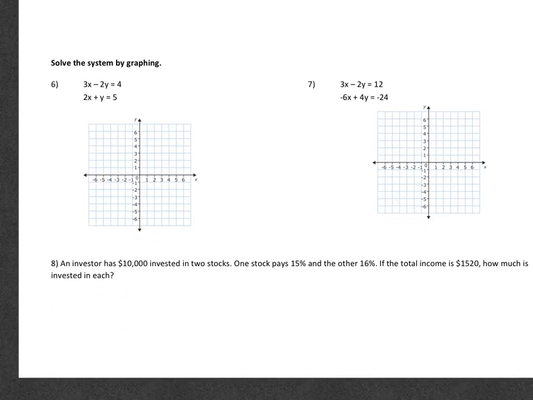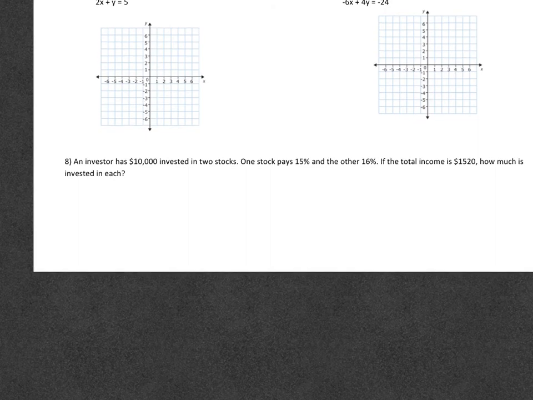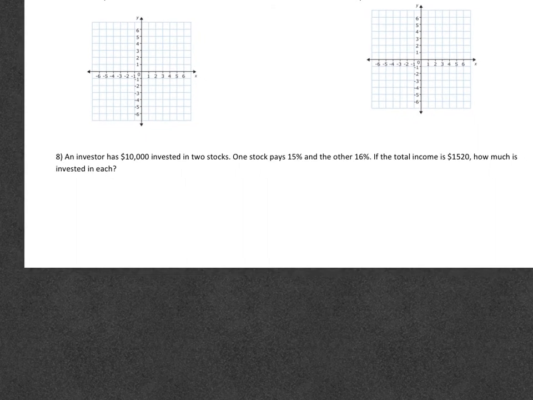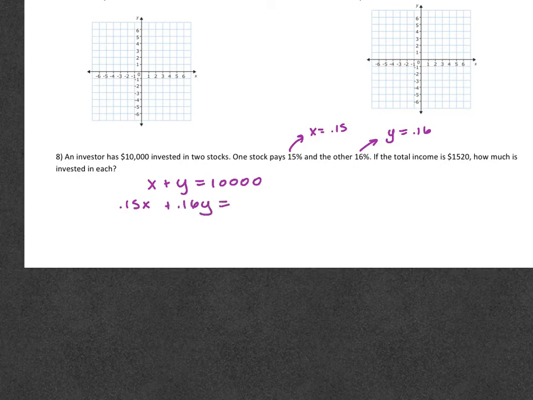There's your interest. Okay, so it says an investor has $10,000 invested in 2 stocks. One stock pays 15%, the other 16%. The total income is 1,520. How much is invested in each? So here's my x. My x would be how much money is invested at 0.15? And my y, how much is invested at 0.16? Total invested is 10,000. 0.15 times x plus 0.16 times y is the amount that was the income on it. So then I would multiply this whole thing by 100.